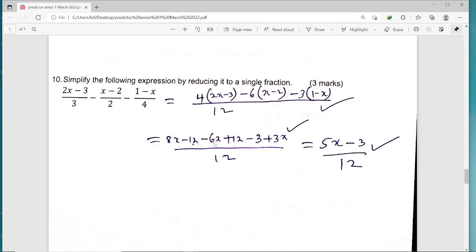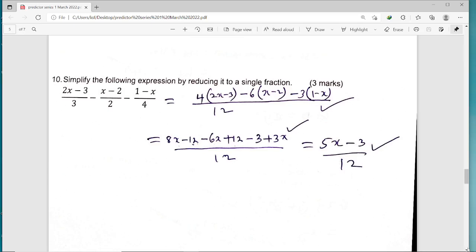So like terms together, this 8x minus 6x gives you 2x. If you get 2x then plus 3x, it gives you 5x. 5x minus, we now do for the numbers, we shall be having negative 12 plus 12 is 0. So if we have 0, it would be minus 3. So minus 3 over 12, that is the simplified form of that question.